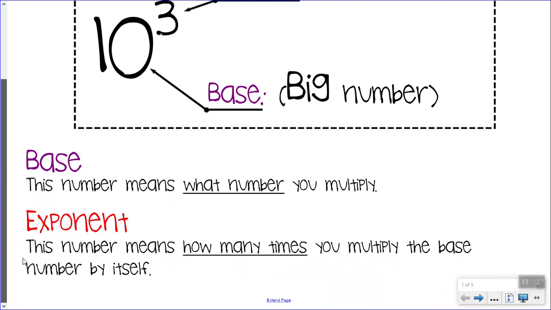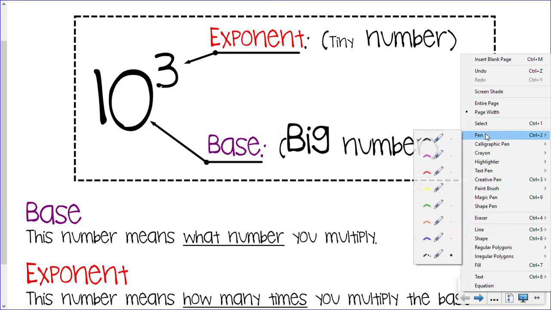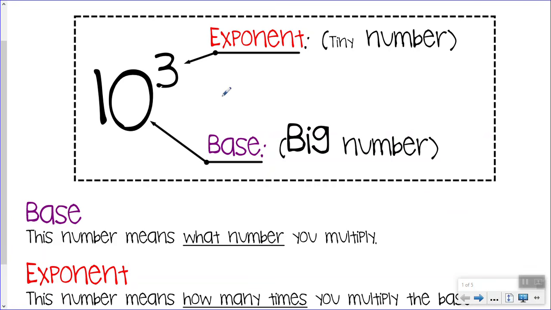So if we have 10 to the third, this means that our base is 10, the number that we're multiplying. So I'm going to start with at least one of those. And now my exponent tells me how many I should have, how many factors of 10. So here we have 3, so I have 1, 2, 3. So 10 to the third equals 10 times 10 times 10. This is equal to 1,000. So these are 3 different representations of the same number.